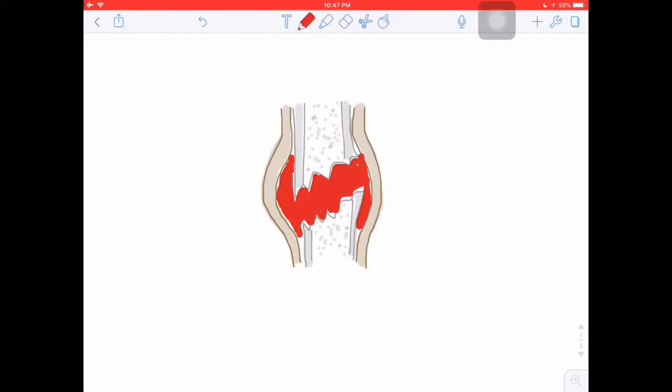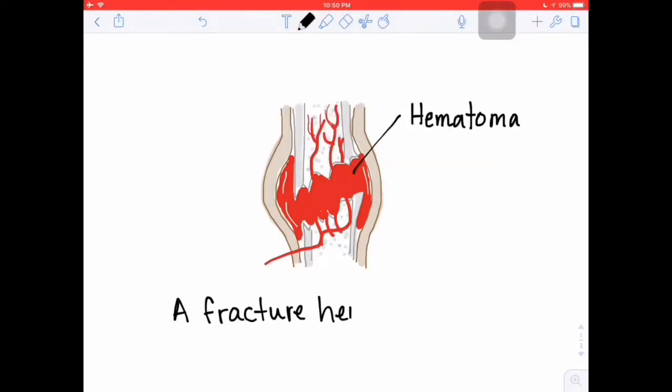The blood begins to clot, and about 6 to 8 hours after the fracture, the clotting blood has formed a fracture hemorrhage. The disruption of blood flow to the bone results in the death of bone cells around the fracture.